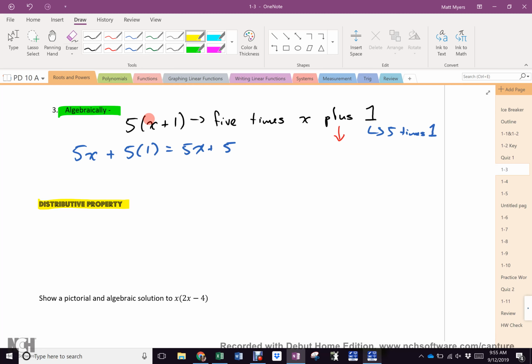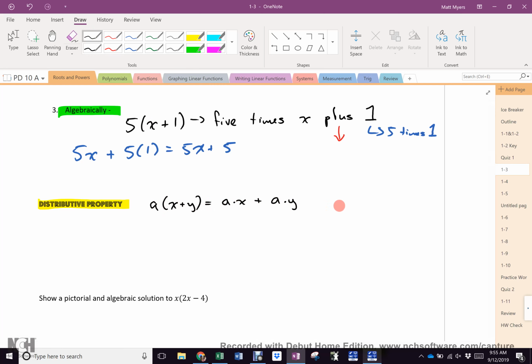Okay? Okay. So the distributive property is this. a(x plus y) equals a times x plus a times y. How long will that go on?